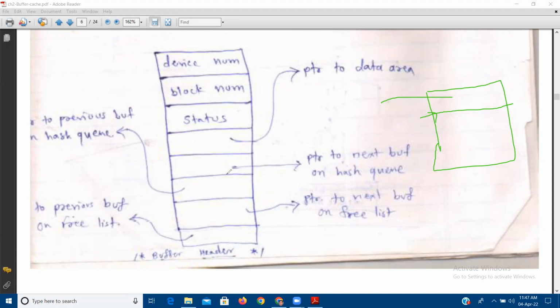Next, total 4 pointers are there. 2 pointers are related to the hash queue and the remaining 2 are related to the free list. So in short, I will tell right now.